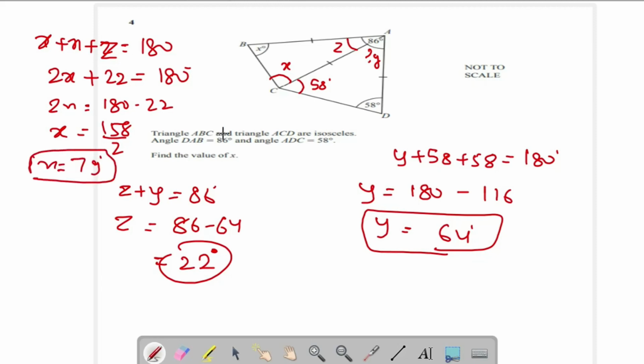So this is the value of X. So this is how we can solve the geometric question.